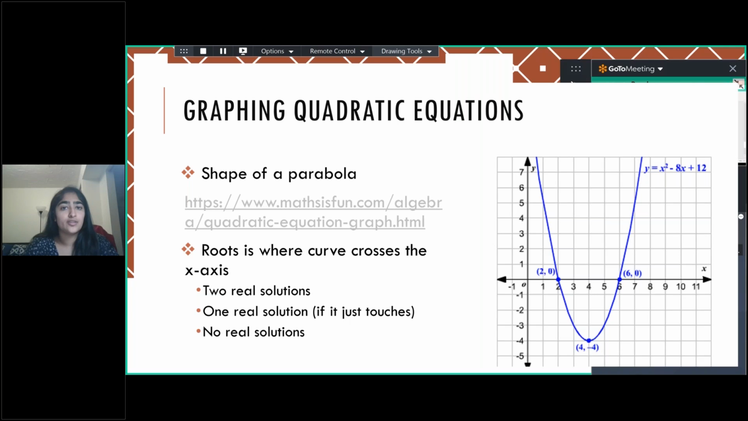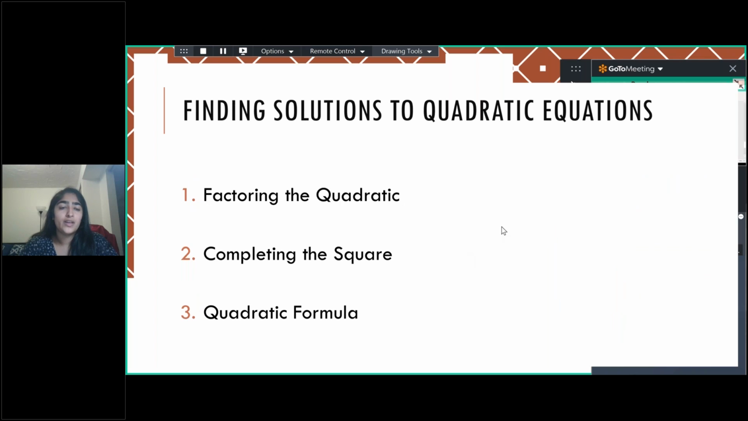So now going back to the PowerPoint. Here we looked at graphing the quadratic equations. There are a few ways that we can try to find solutions to these quadratic equations. The first way is factoring the quadratic. The second way is called completing the square, which I'll explain later. And the third way is the quadratic formula.